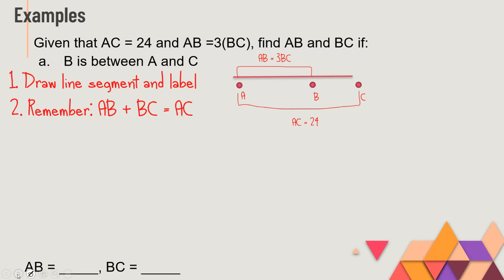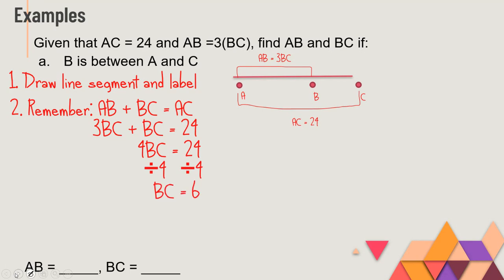And now remember from yesterday, our addition, that AB plus BC equals AC. And we can plug in what we know where we know it. So AB is 3 times BC plus BC equals 24. And our BC kind of acts like an X. It's our unknown value that we can solve for. So 3 plus 1 BC is 4 BC equals 24. Divide by 4. BC equals 6.